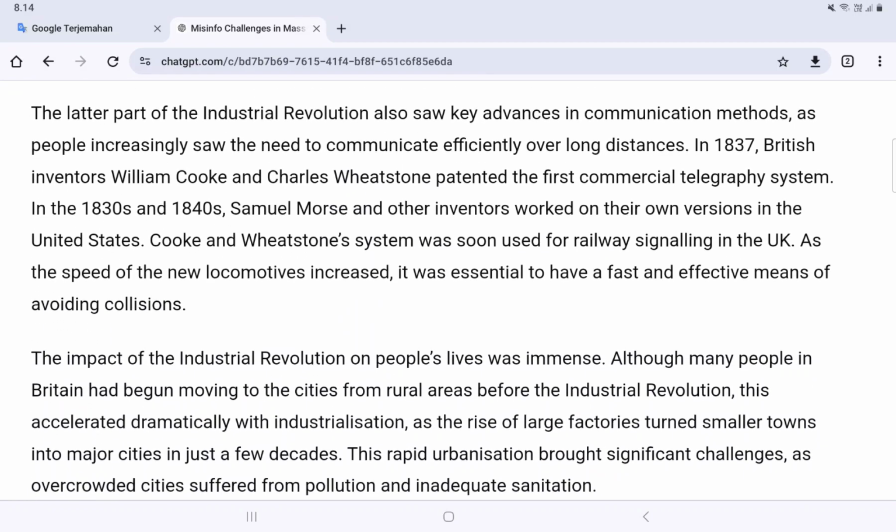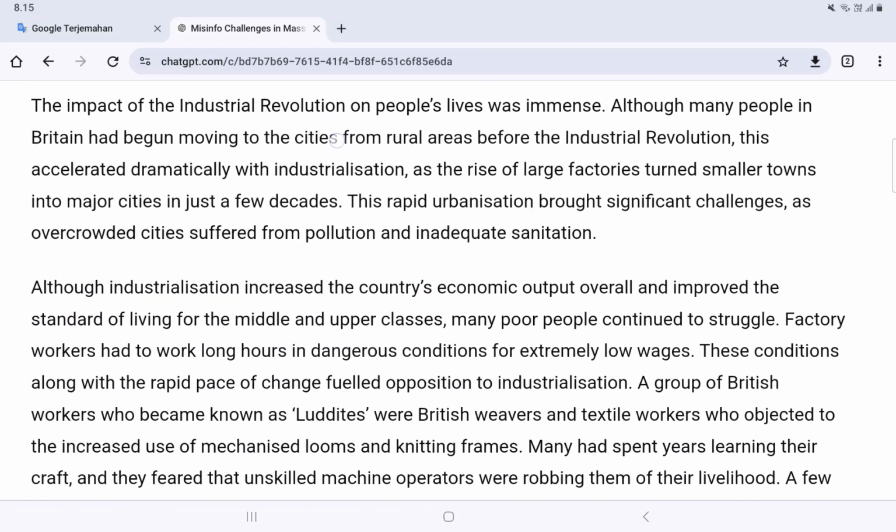The latter part of the Industrial Revolution also saw key advances in communication methods, as people increasingly saw the need to communicate efficiently over long distances. In 1837, British inventors William Cooke and Charles Wheatstone patented the first commercial telegraphy system. In the 1830s and 1840s, Samuel Morse and other inventors worked on their own versions in the United States. Cooke and Wheatstone's system was soon used for railway signaling in the UK. As the speed of the new locomotives increased, it was essential to have a fast and effective means of avoiding collisions.